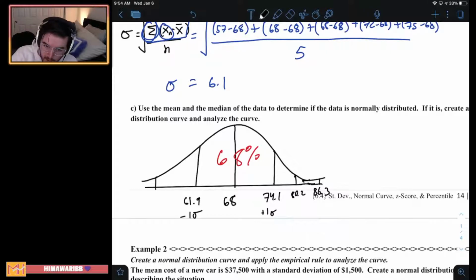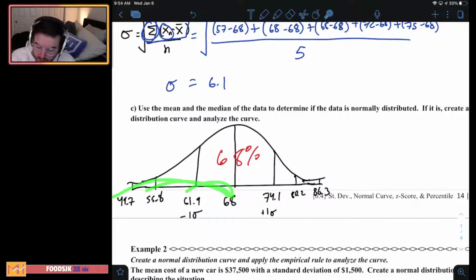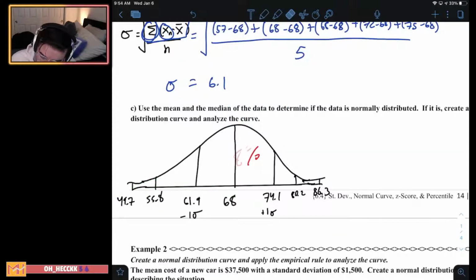So subtract 6.1 again, you get 55.8. And then subtract 6.1 again, you get 49.7. Now, I'm not pausing in the middle of this to show you how the subtraction works. You can all do subtraction on your own time, but I'm just taking the standard deviation, subtracting it in this direction, adding it once, adding it twice, and adding it a third time, subtracting it once, subtracting it twice, subtracting it a third time.